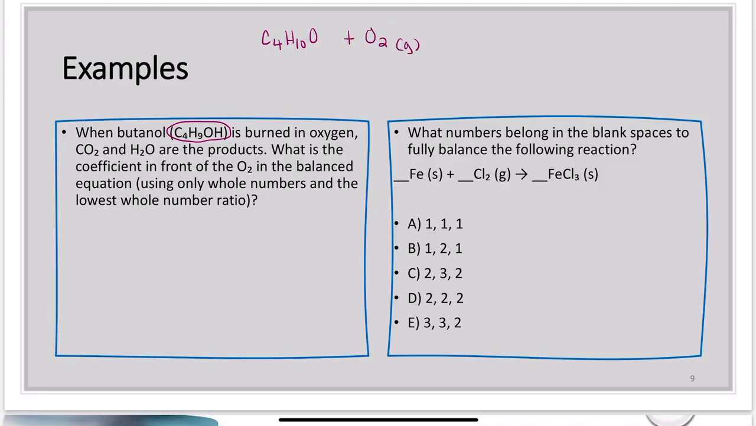So remember, oxygen is O2. It's one of your diatomics. It's a gas. Butanol, it doesn't say it here, but butanol is, I believe, a liquid. If I graded you on phases, that would give you enough information to figure out the phases. This forms CO2 and water.